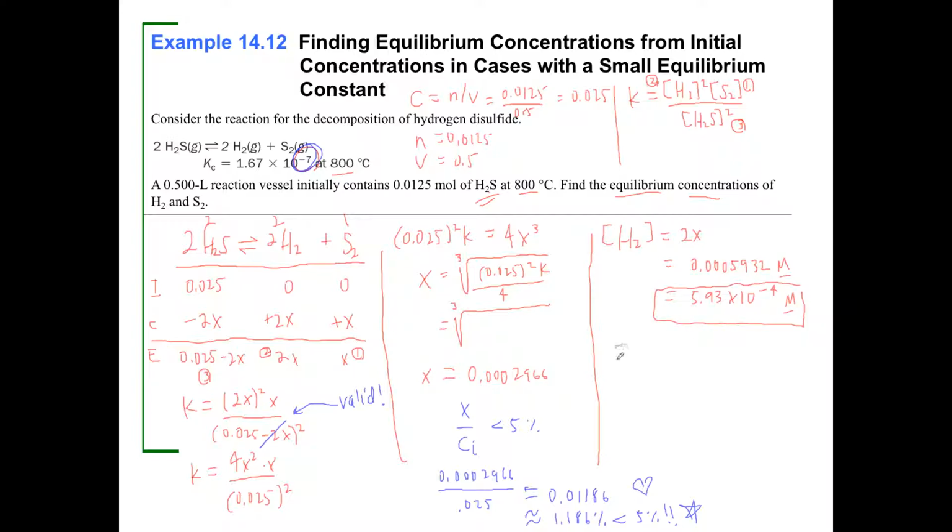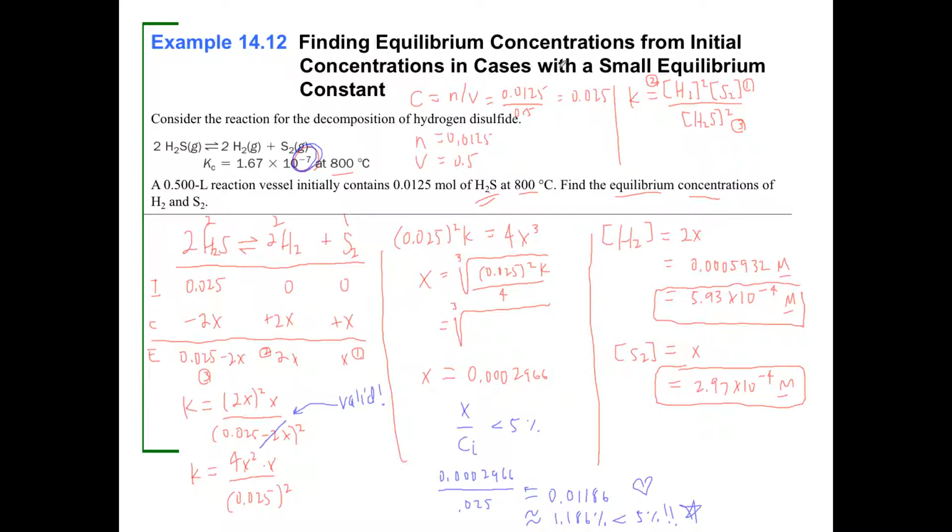And the concentration of S2, this was my equilibrium concentration of that, was only x, which is equal to 2.97 times 10 to the minus 4 molar. Love it. So this was my magic part here, was in the blue. And that's the whole point. In the cases with small equilibrium constant, that's the point. So those are the answers, okay?